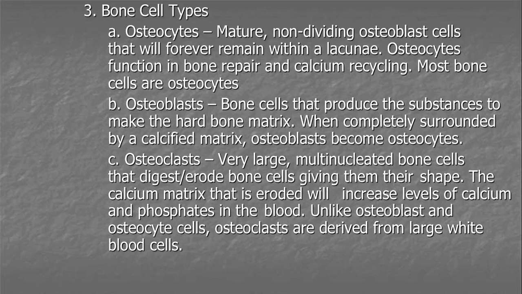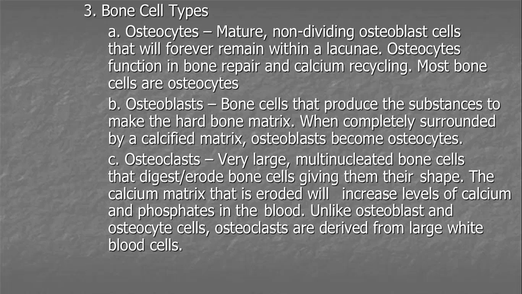You're going to have what's called osteocytes. Osteocytes are the ones I'm going to refer to the most because they're the most common that you're going to find in bone tissue, but they are the mature, non-dividing osteoblast cells that will forever remain trapped within the lacunae of bone tissue.